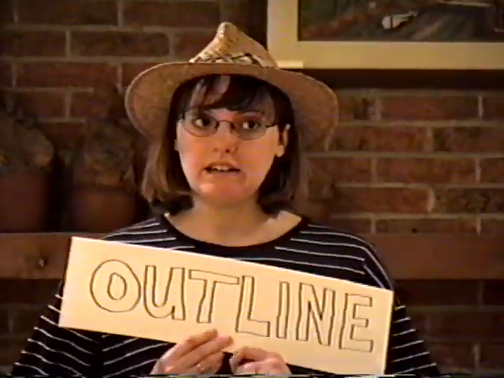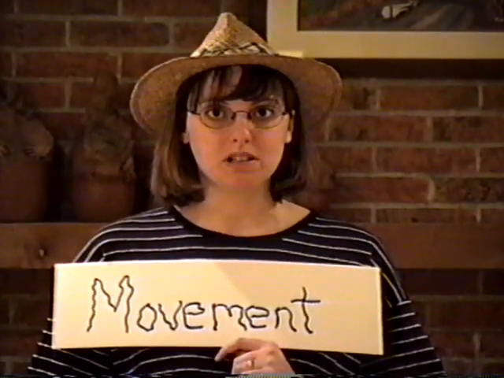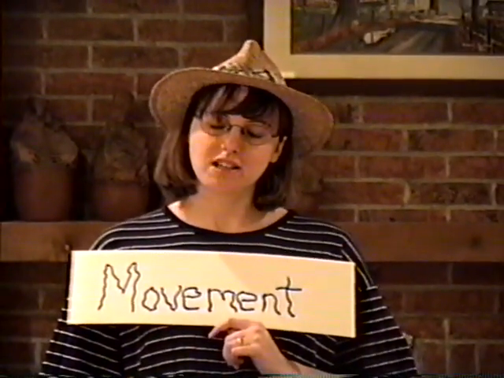Now that we know the two different types of lines, thick lines and thin lines, what are the lines used for? One, they're used to outline an object. And second, they're used to create movement in the picture. Let's go look at some examples.